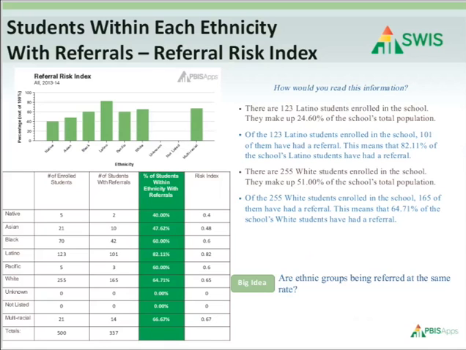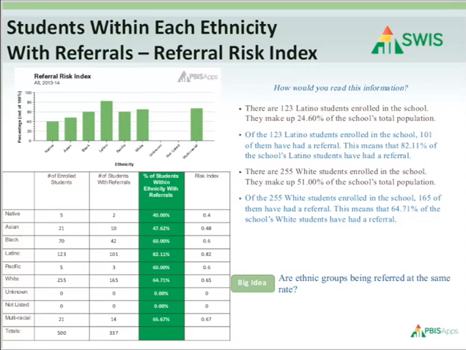And then look at it in comparison to the white students, where they have 225 white students enrolled, and they make up 51% of the school. But of the 225 white students enrolled in the school, only 165 of them have had a referral. This means that 64.71% of the white students have had a referral. So their risk index is 0.65, or 65%. So you can see that even though the larger population of the school is Latino, there's still a greater risk that they're going to get a referral than if we take a look at the white students.